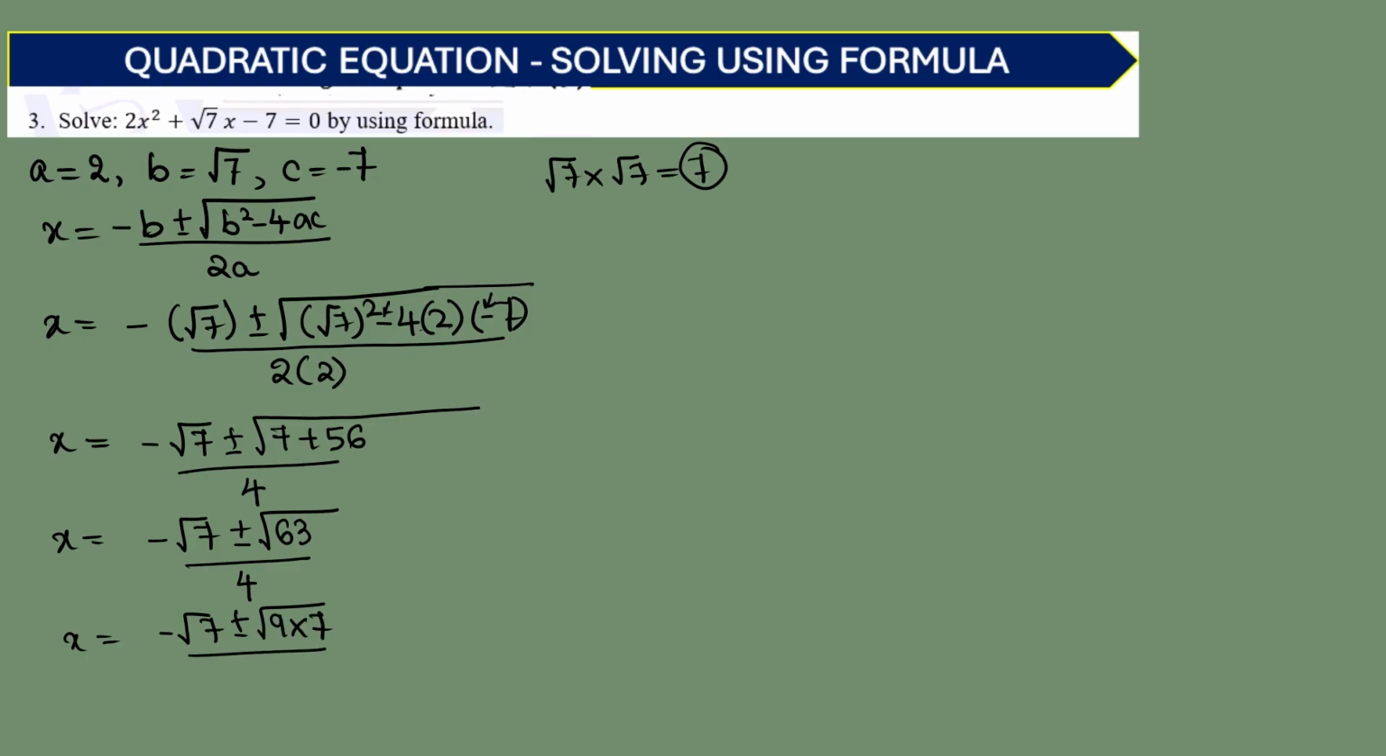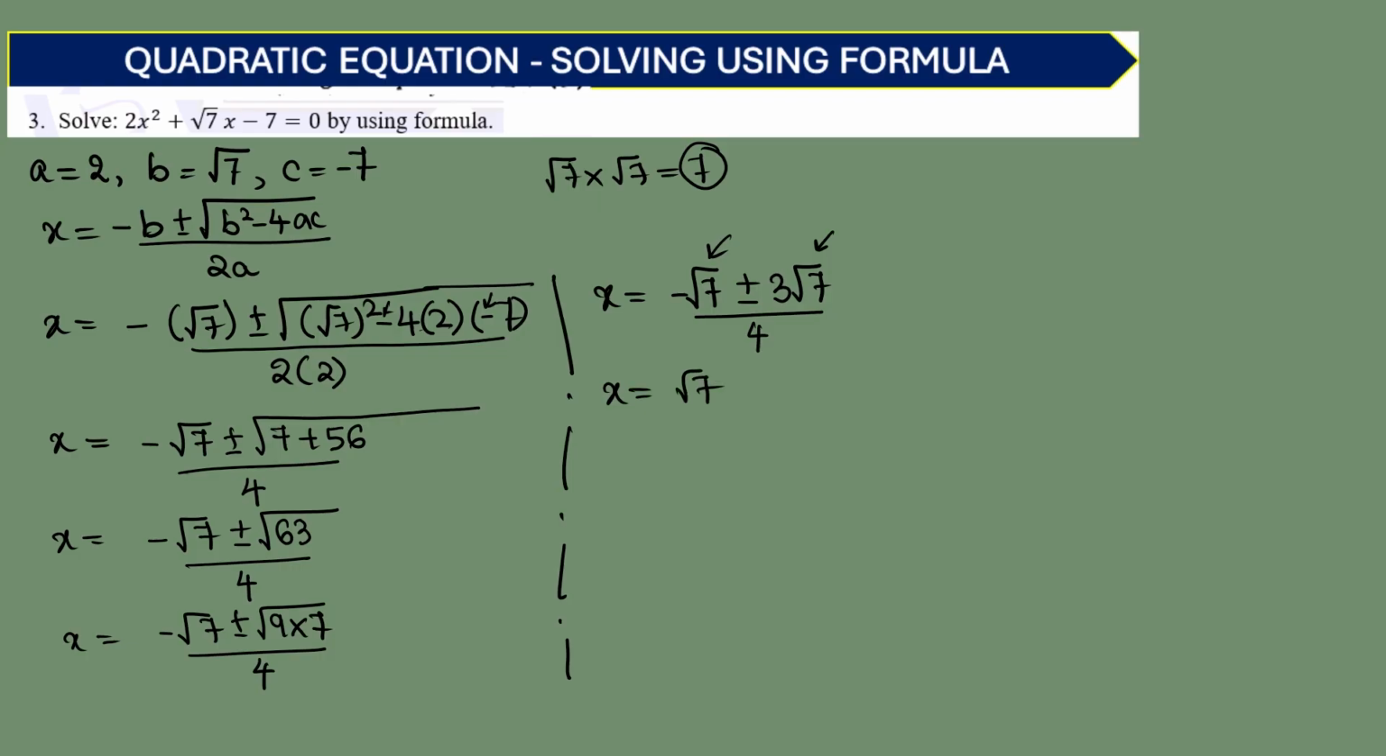The more you practice, you will be able to understand surds better, how to bring them out of bracket. You can make your life easier. So what is the value of x? Minus under root of 7 plus minus, what is root 9? Root 9 is 3, root 7. Look, see, I have converted this root 7 and root 7. I can take it out as common upon 4.